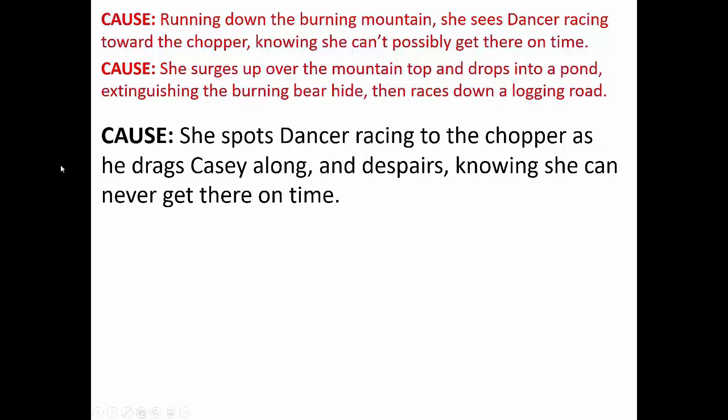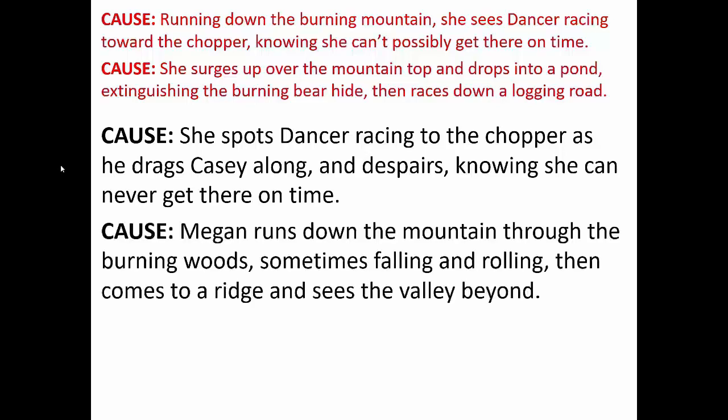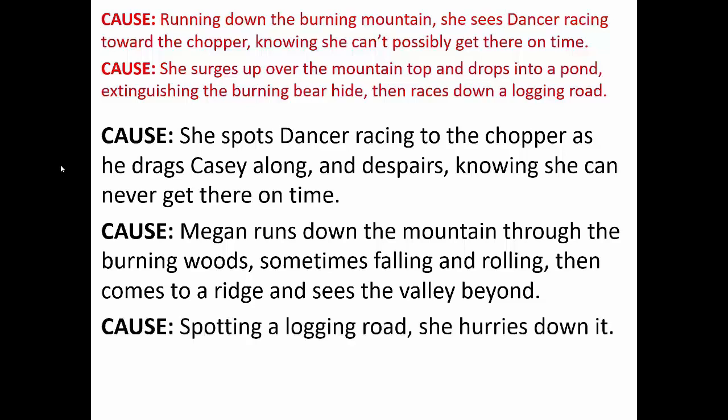She spots Dancer racing to the chopper as he drags Casey along and despairs, knowing she can never get there on time. It's too far away. Her shortcut isn't working. Because of that, Megan runs down the mountain through the burning woods, sometimes falling and rolling, then comes to a ridge and sees the valley beyond, which causes her to be able to see Dancer. Because of that, spotting a logging road, she hurries down it.